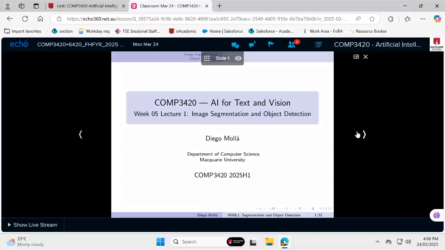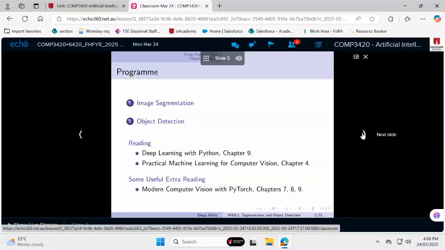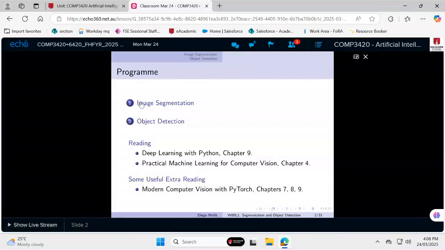So this is a completely different topic: image segmentation and object detection. So far, we have been focusing on image classification. Now we move on to the next thing, or the next 2 things. Now the reading: there is some very good material in the PyTorch book, but it's very advanced. It's in 3 chapters, and all these 3 chapters I'm going to talk about in 1 lecture.